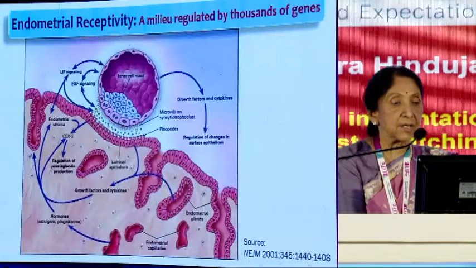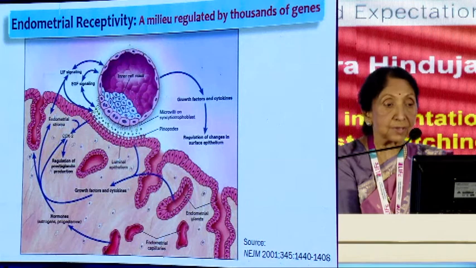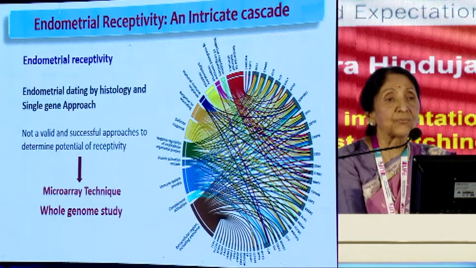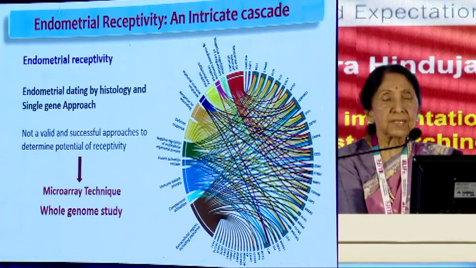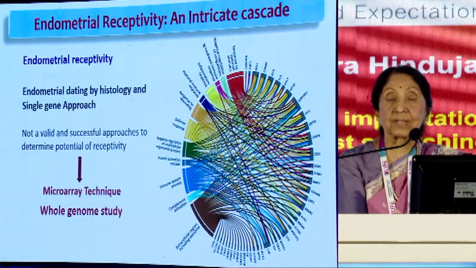As you know, endometrial receptivity is a complex process. It is a milieu regulated by thousands of genes coming from the receptive endometrium as well as the blastocyst. It is an intricate cascade of regulation and interaction of thousands of genes, which are listed in the literature if you look. Similarly, you can see an equal number of genes coming from the blastocyst as well as the endometrium, and there are a number of interactions between the processes.